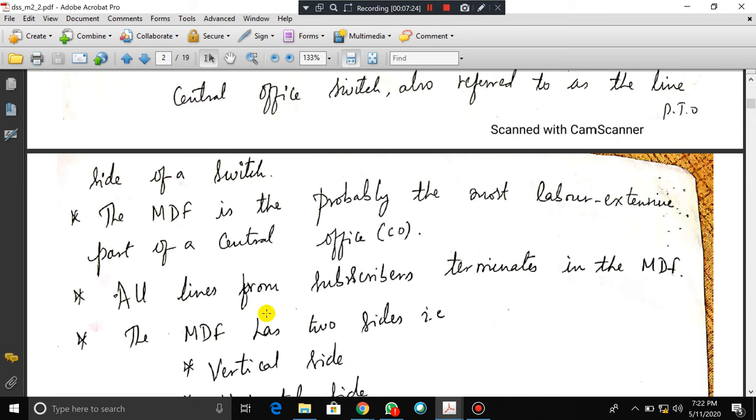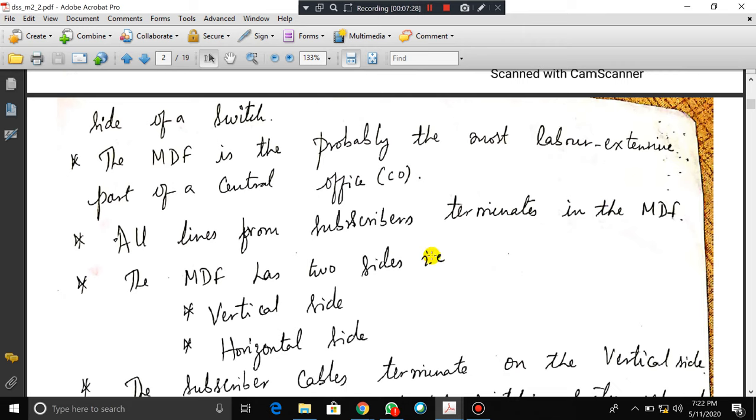All the lines of the subscriber terminate in the main distribution frame, and the main distribution frame has two sides: a vertical side and a horizontal side. Another important point: always remember that a subscriber line is an end user line, an end point, and it terminates in the main distribution frame.